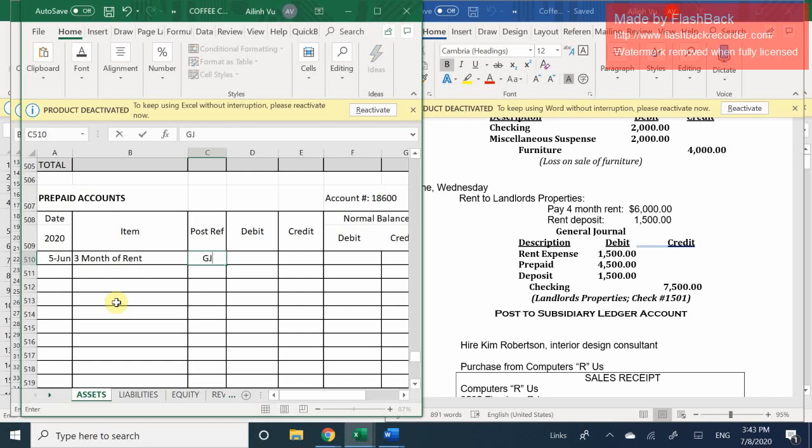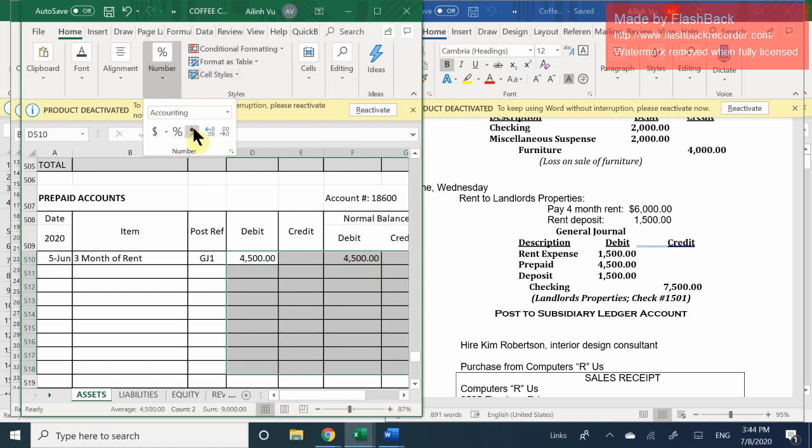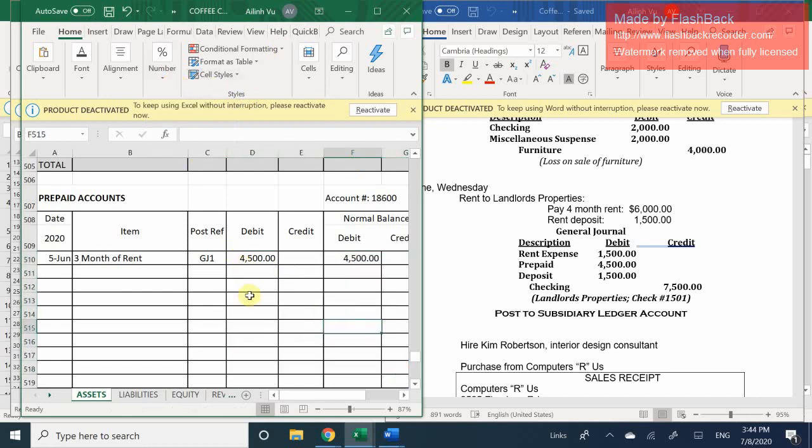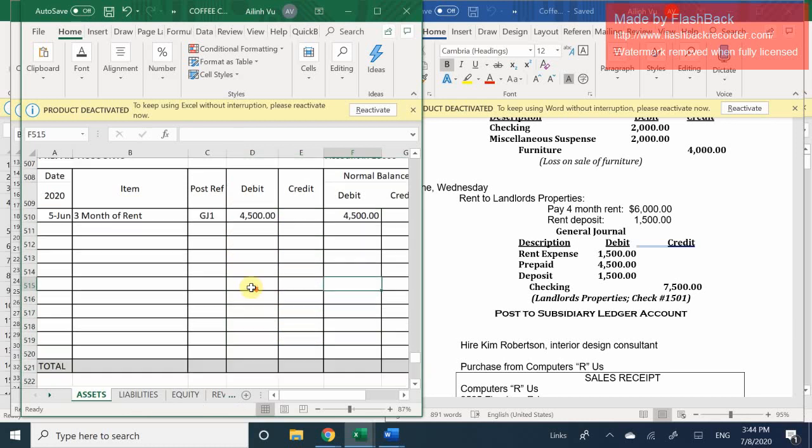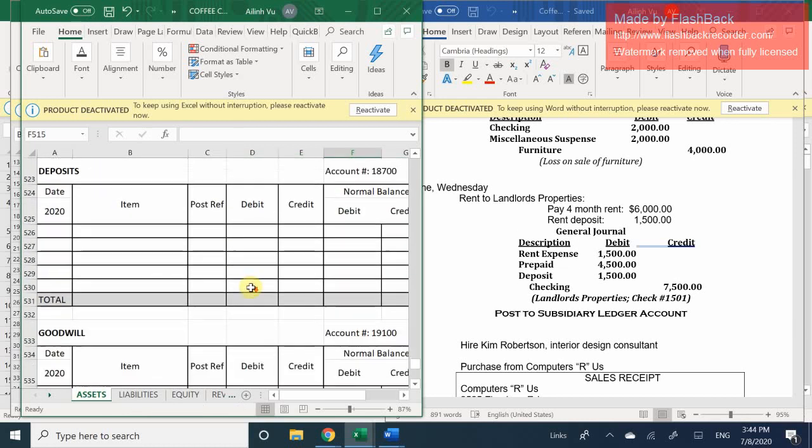And it's still going to be general journal number 1. And how much am I prepaying it for? 4,500. And I'm going to highlight this and change the format of it. Okay, so 4,500. Perfect. Now, if you go down to the bottom, right underneath that account is your deposits. Is it the next page? 16, on the next page.